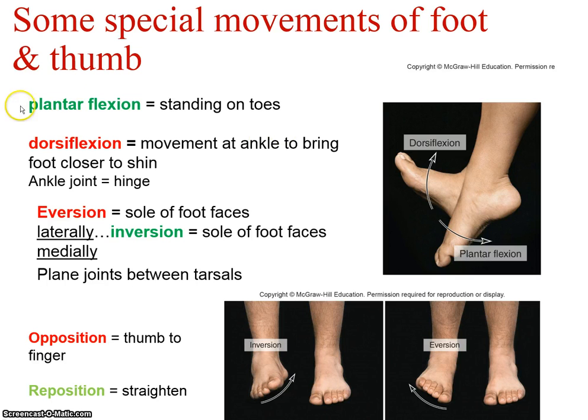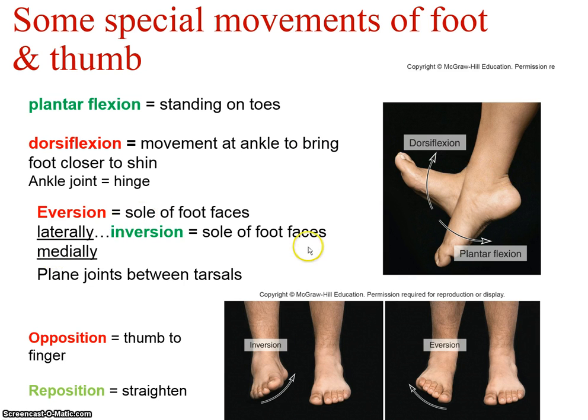So the plantar surface is right at the bottom of your foot. So plantar flexion is standing on your tiptoes, basically. And dorsiflexion is then bringing the surface of the foot closer to the shin. Okay? And these are done by that ankle joint, which is a hinge, right? So between the talus and the tibia and fibula.